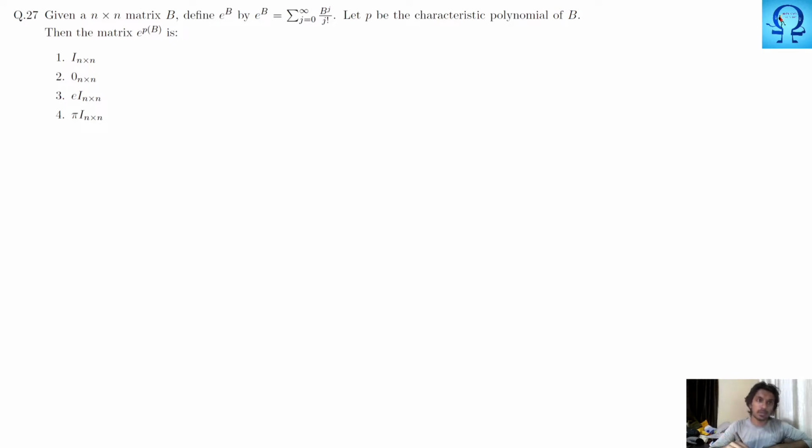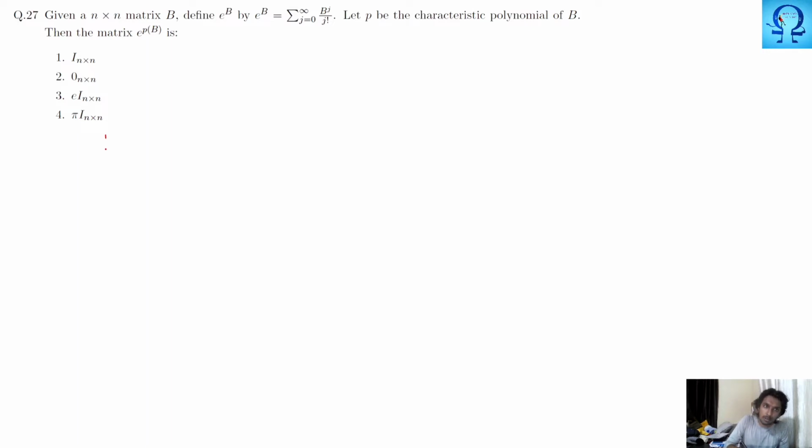The first question is: given an n by n matrix B, we define e to the power B in this fashion. It is given that p is the characteristic polynomial of the matrix B. Then we have to find out what e to the power p of B is.